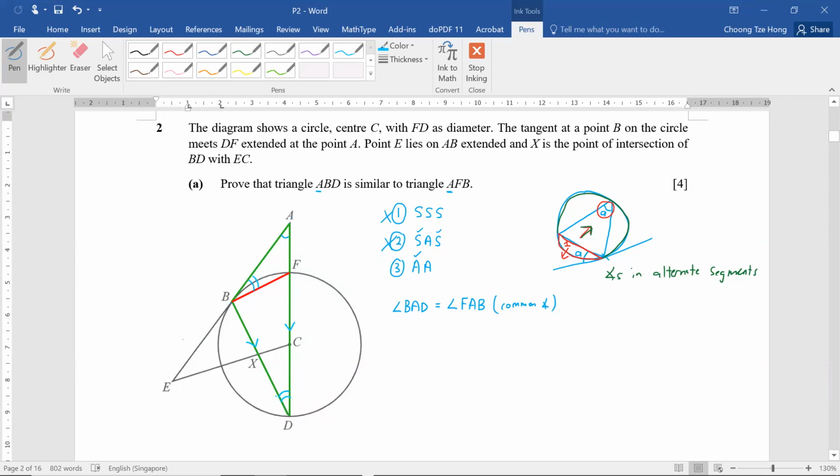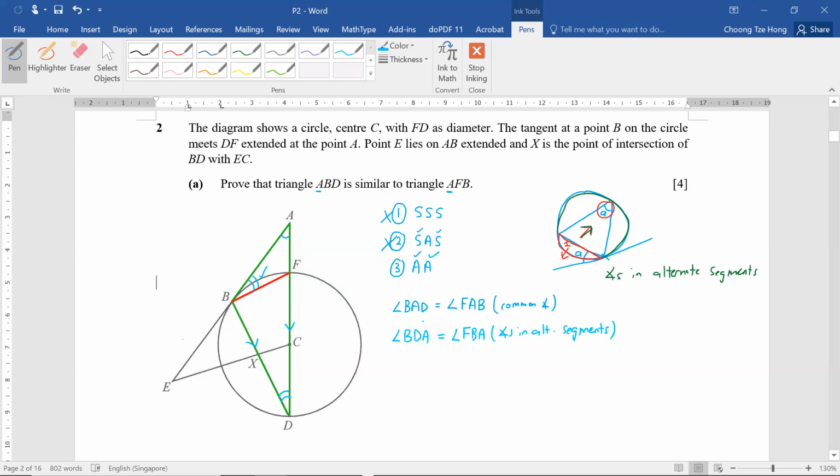And indeed, if you think about this question, this angle over here, ABF, is inside the small triangle, and ADB is inside the big triangle. Then we have our second pair of equal angles already. So angle BDA equals angle FBA, right? So this one is angles in alternate segments. So we have our AA already.